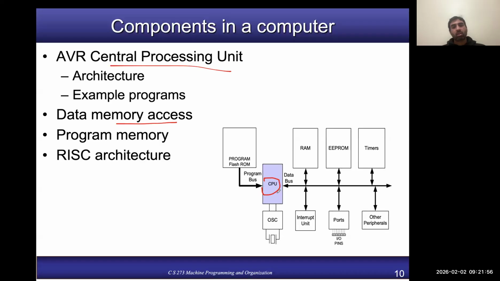Other than that, this CPU accesses the data memory. Here you have RAM, random access memory, which is used to store the data. Then you have a program memory, which is this one, flash ROM. In this microcontroller, you have separate memories to hold your data and your program, which is not the case in general purpose processors. General purpose processors also don't have all these components on the same chip. For example, in your desktop systems, you have a separate chip for the CPU and a separate chip for memory.